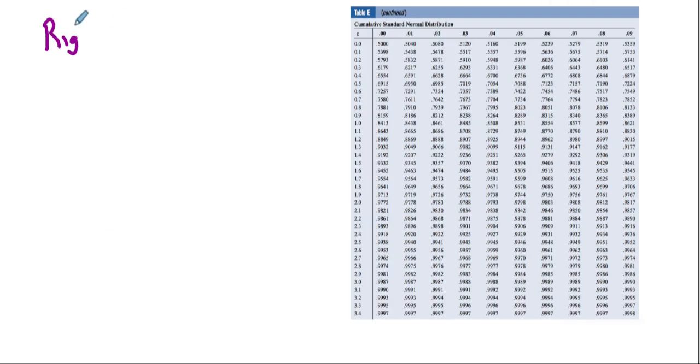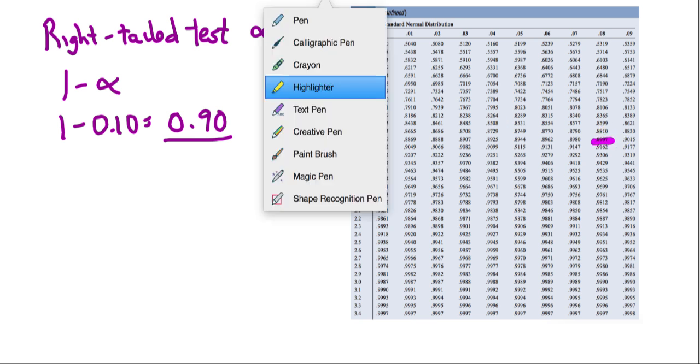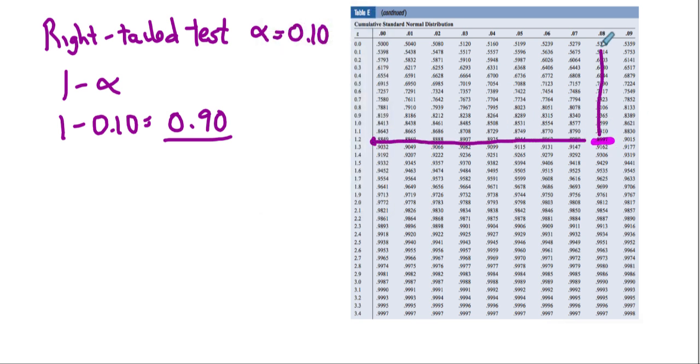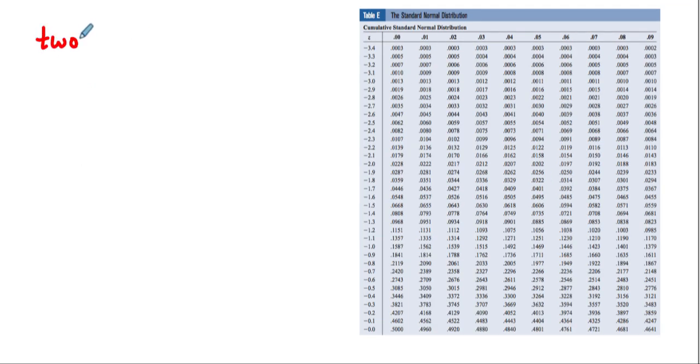Next, let's suppose we're given a right tail test with an alpha of 0.10. So to find our value, we take 1 minus alpha, and then we find that value, 0.90, on the table. So here it is on our z table, which results in a critical value of 1.28.